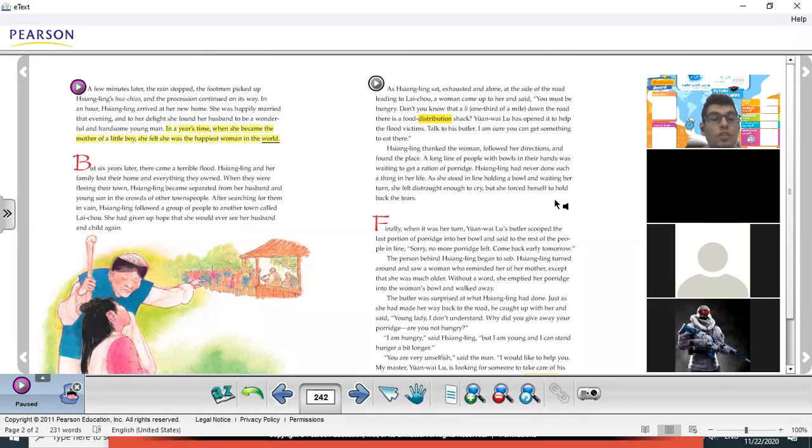In a year's time, when she became the mother of a little boy, she felt she was the happiest woman in the world. So tell me, when did she give birth to that boy? How old was she when she became a mother? 18? Really, 18? When did she get married, at what age?